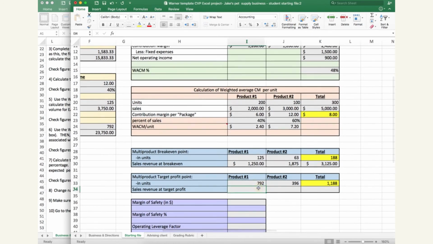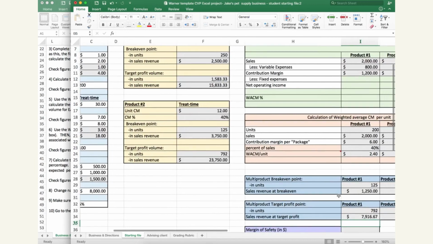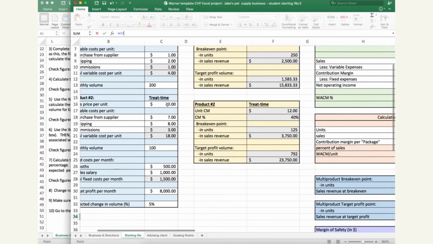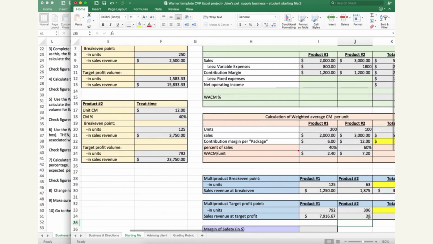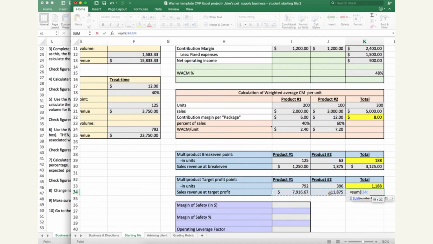Okay, and our sales volume at our target profit is going to be 7,916 for the Launch It, and, there we go, 11,875 for the Treat Time, and so our total sales at our target profit is 19,791.